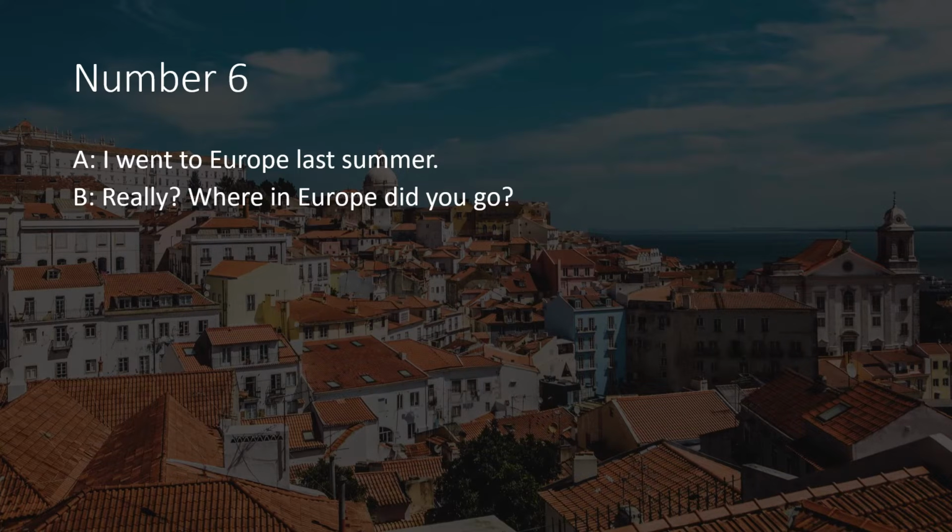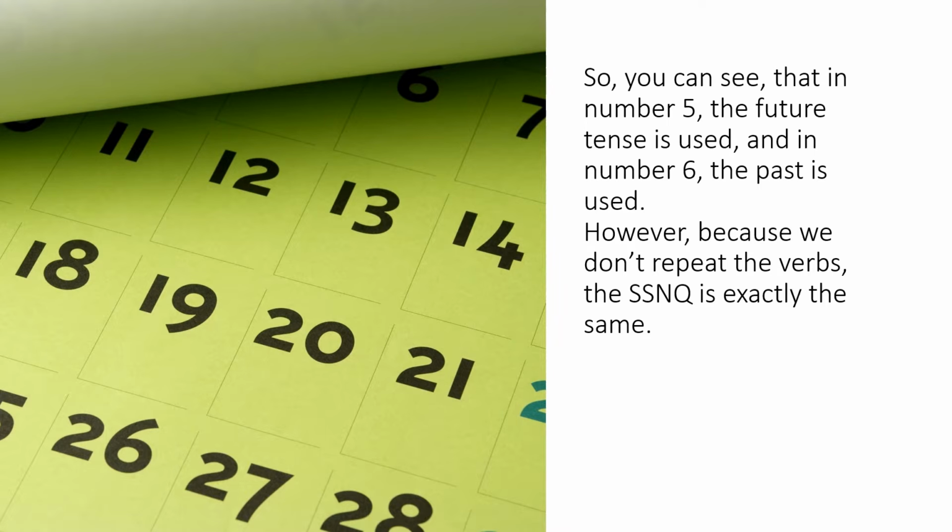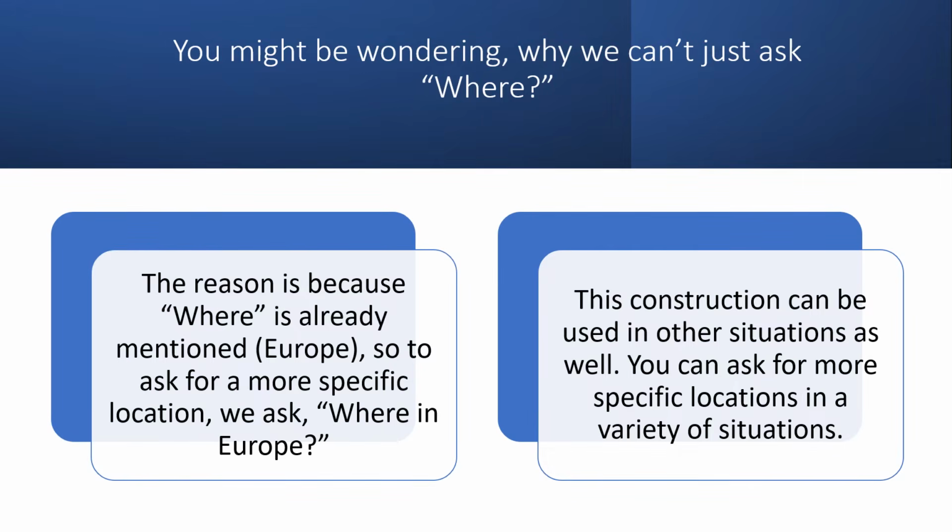Number 6, I went to Europe last summer. Really? Where in Europe did you go? SSNQ, where in Europe? So you can see that in number 5, the future tense is used, and in number 6, the past is used. However, because we don't repeat the verbs, the SSNQ is exactly the same. You might be wondering why we can't just ask where. The reason is because where is already mentioned, Europe. So to ask for a more specific location, we ask where in Europe.